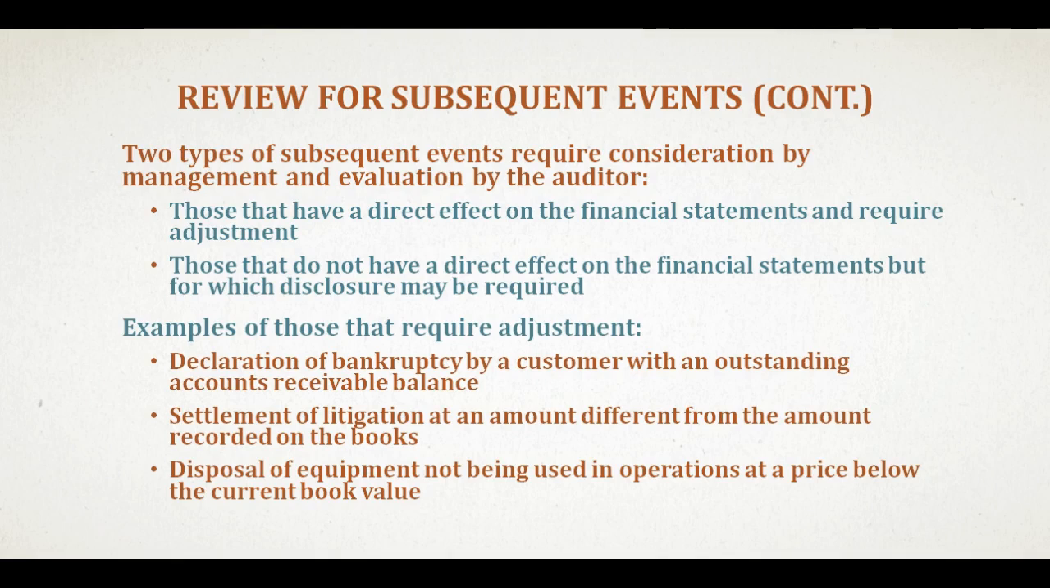Two types of subsequent events require consideration by management and an evaluation by the auditor. The first type is a subsequent event that has a direct effect on the financial statements and requires adjustment on the side of the client. And the second type is one that does not have a direct effect on the financial statements, but for which disclosure may be required from the client.